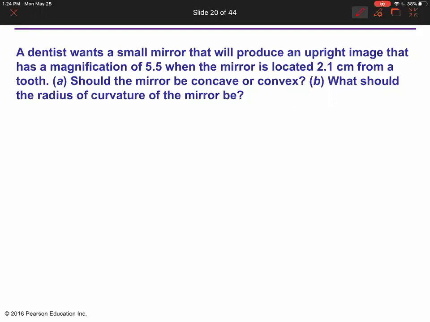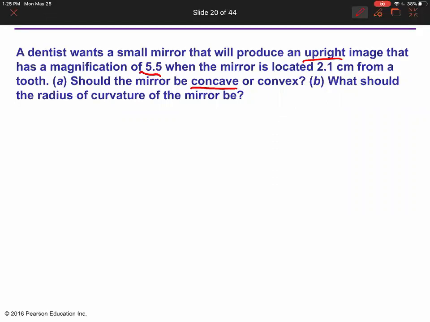Well, that's the question, because what I want here is an upright image. Which image has an upright orientation? Virtual image has upright orientation. Well, that means concave and convex both give us an upright virtual image. But then it says magnification of 5.5, which means it's an enlarged virtual image. Which one gives us an enlarged virtual image? Well, only concave gives us an enlarged virtual image.